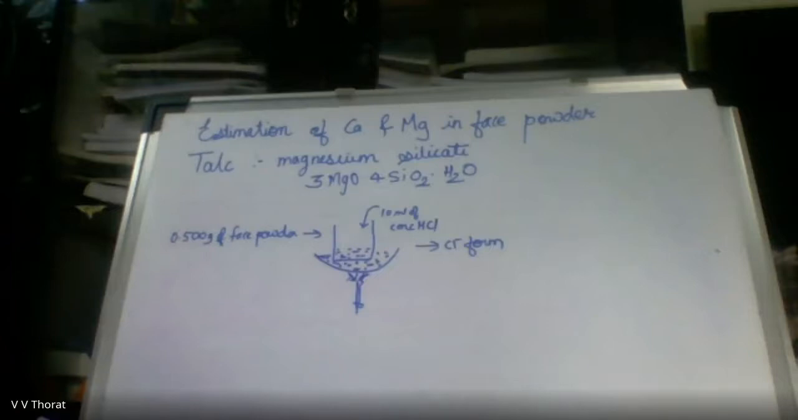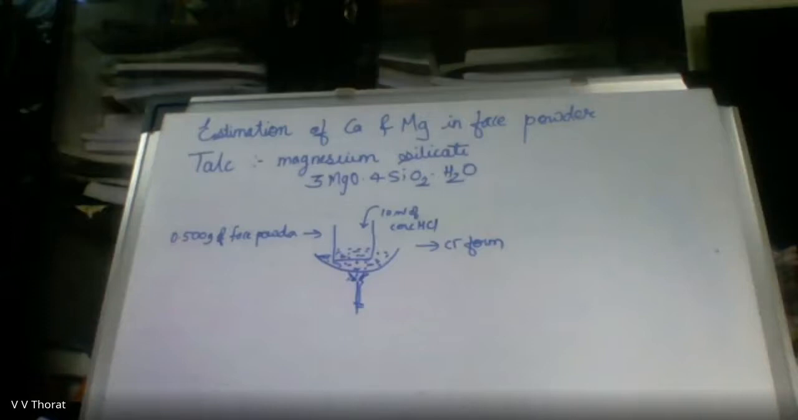Next, Aisha, tell me, how will you start the estimation? Aisha, unmute. You are on mute, Aisha. There is some problem with Aisha. Pooja, tell me, how will you start? Pooja, unmute. Pooja is lost. I don't know what happened to Pooja. Next, Mitali, unmute. Yes, ma'am. Tell me, how do we proceed? First, what will you do?